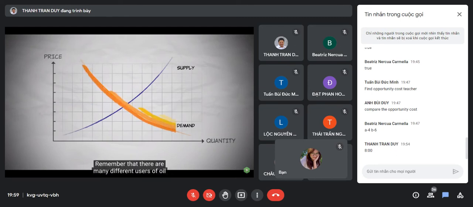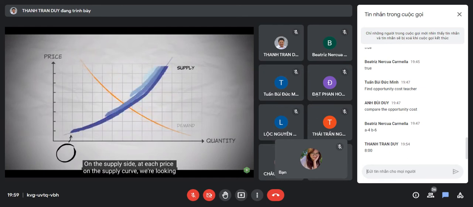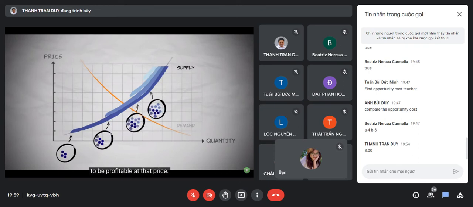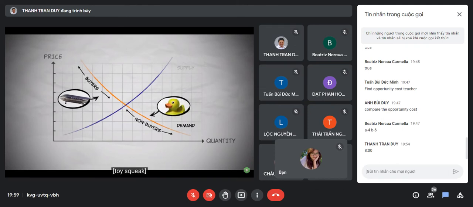Remember that there are many different users of oil and many different uses for oil, each with substitutes, alternatives, and values. At any specific price of oil, there's a group of buyers who value oil enough to demand it at that price. And as the price changes, so do the buyers and their uses. On the supply side, at each price on the supply curve, we're looking at a group of suppliers whose cost of extraction is low enough to be profitable at that price. At the equilibrium price, these higher value groups are the buyers and these lower value groups are the non-buyers.